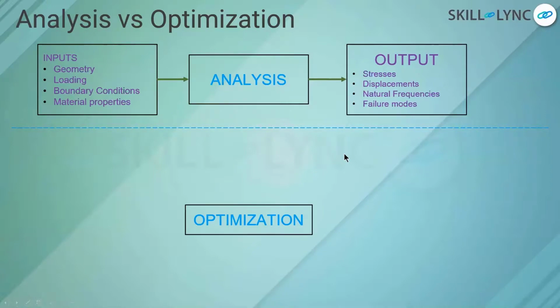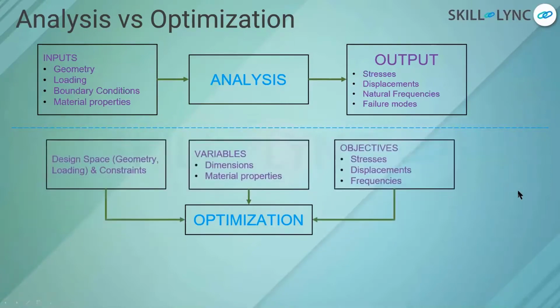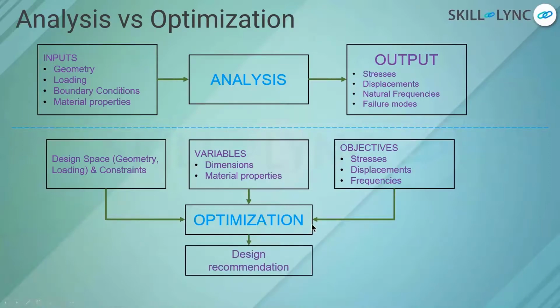What is the approach in optimization? In case of an optimization, what it requires is a design space. I mean, what is it that we are trying to do? And what are the variables, dimensions, and material properties? And what is the objective? So rather than analyzing a given problem, what we are going to do in optimization is understand the objective and the variables in the design space, and then come up with a design recommendation. That optimization results in a design recommendation rather than giving a solution.